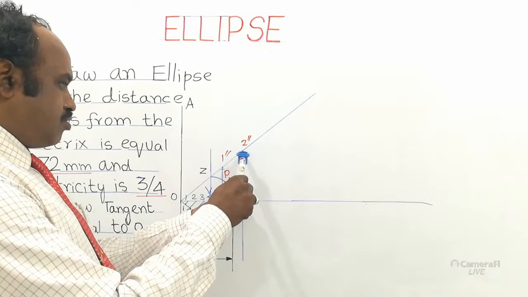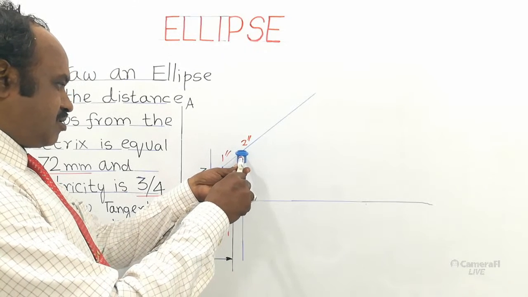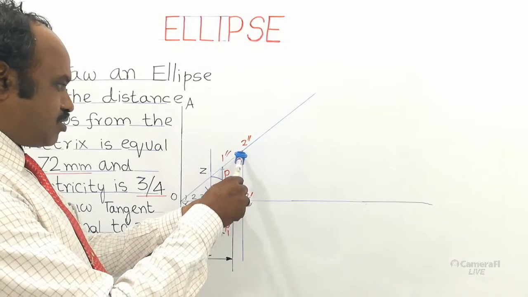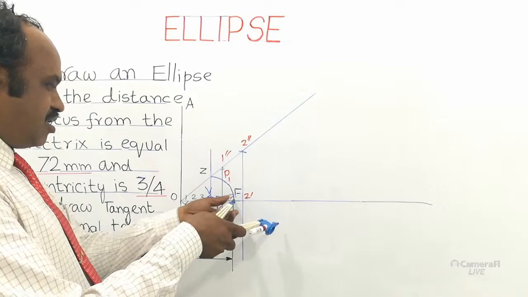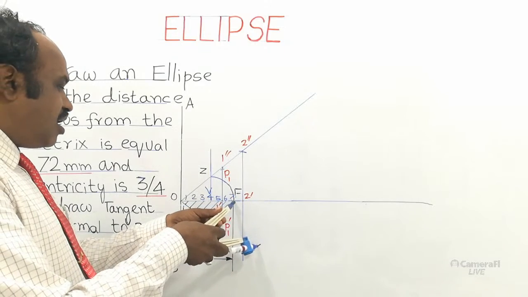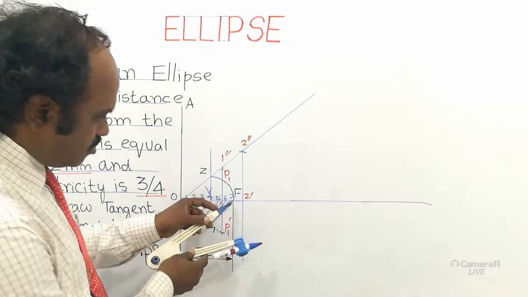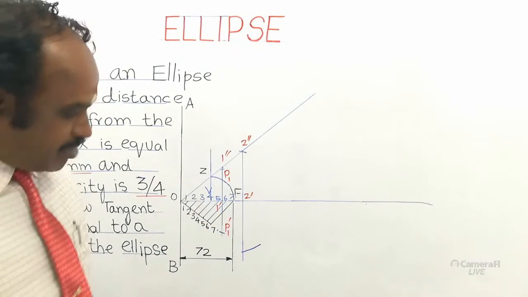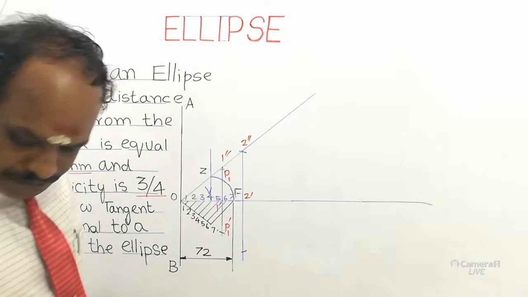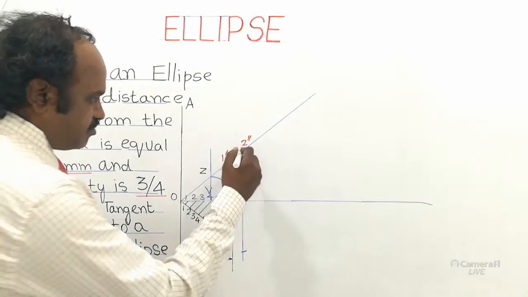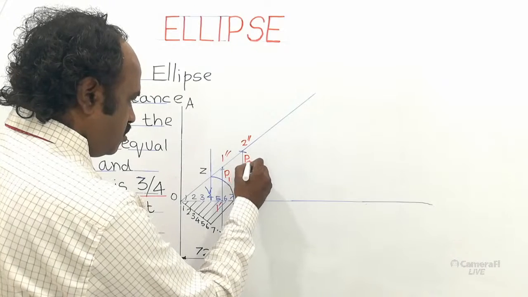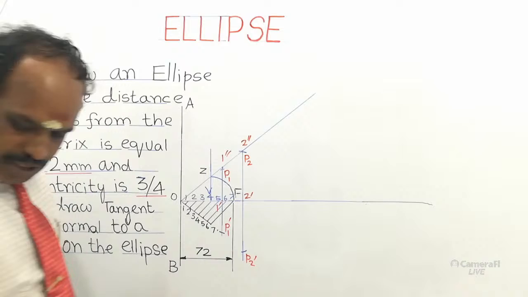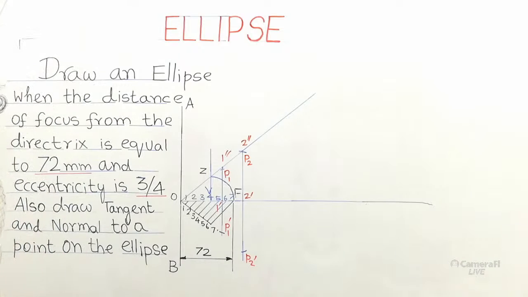2 dash, 2 double dash distance is taken in the compass. Keeping F as center, cut an arc on the 2 dash, 2 double dash vertical line, above and below the axis. So let this point be marked as, say, P2, P2 dash. Next you repeat the process for all other vertical lines.